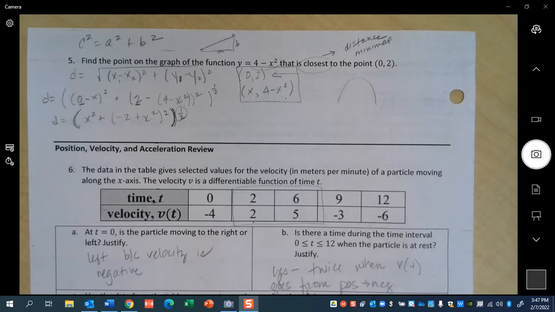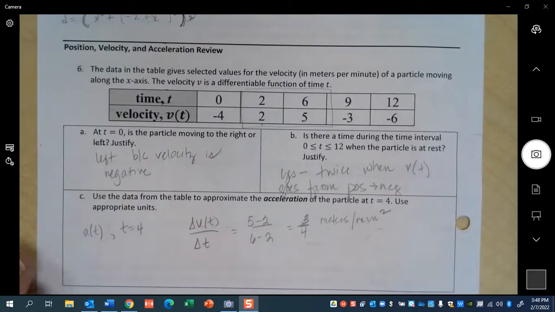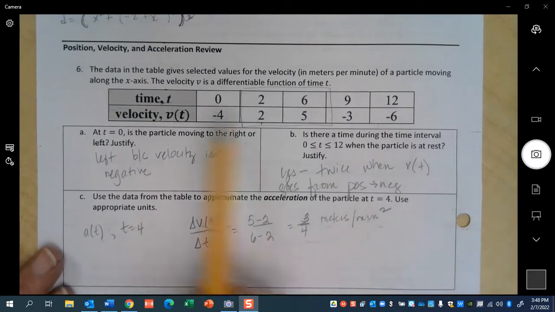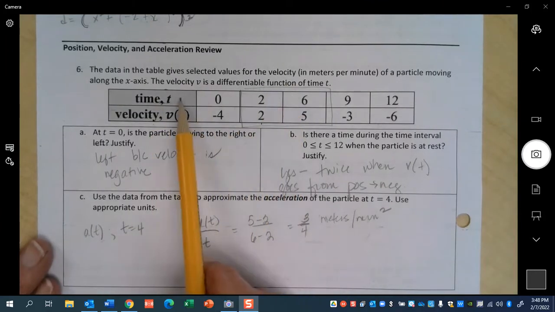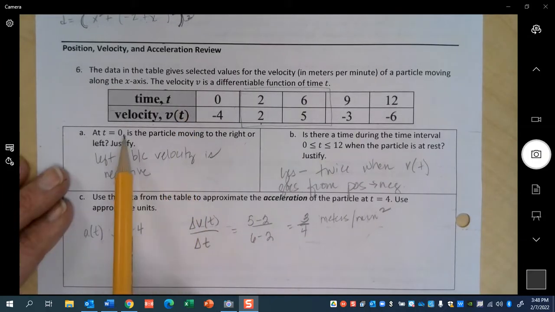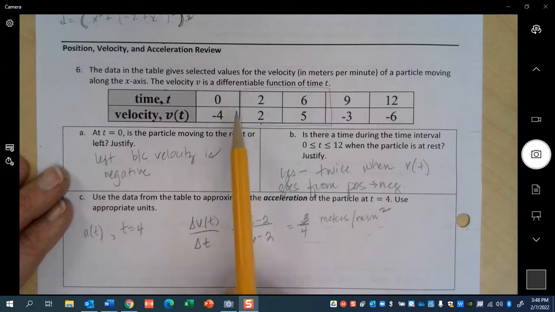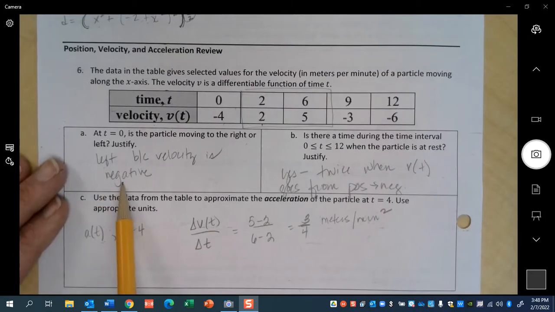That's next lesson. All right, here's a little review on position, velocity, and acceleration. The data table gives selected values for velocity in meters per minute of a particle moving along the x-axis. So at t is equal to 0, is the particle moving to the left or the right? Because its velocity is negative, it's moving left or down.